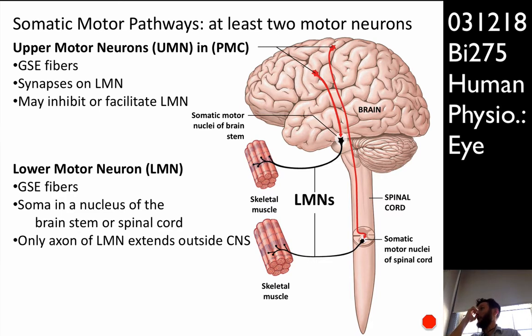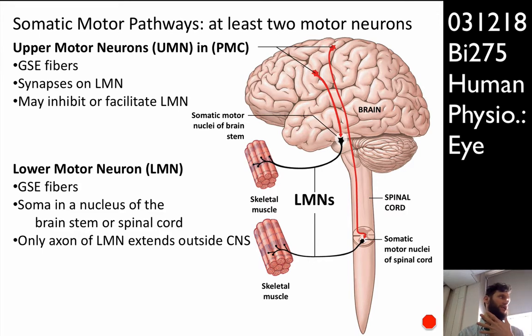All of the upper motor neurons have their cell body somewhere in the precentral gyrus in the primary motor cortex, and these are general somatic efferent fibers. They're going to descend through the brain and synapse on a lower motor neuron. They can stimulate the lower motor neuron, or they could also inhibit it, depending upon the actual needs of whatever action is trying to be taken. So they take two different paths.